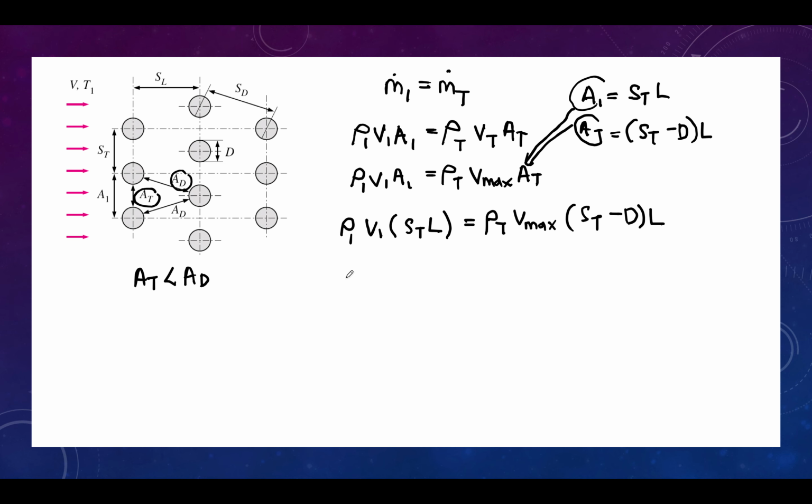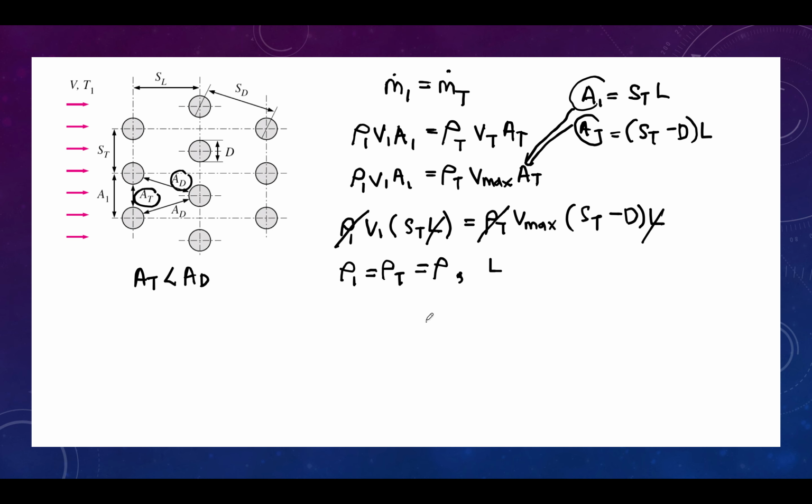Okay, so we know that rho 1 is equivalent to rho T, rho 1 equal to rho T for incompressible flow. Therefore, we can cancel out rho T and rho 1. And another term that we can cancel out is length. Length is the same for both. Therefore, length can be cancelled out.